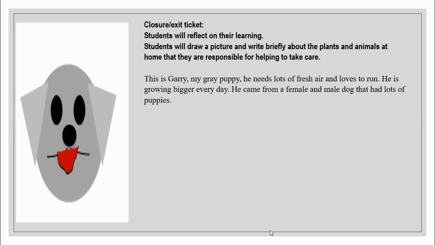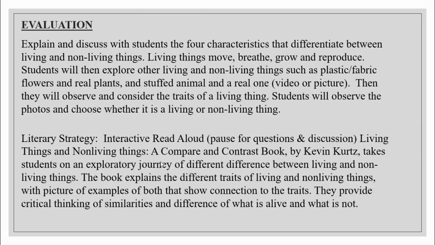So for example, I drew a picture of my little dog Gary here. He's my gray puppy. He needs lots of fresh air. He loves to run. He is growing bigger every day. He came from a female and a male dog, which are his parents, that had lots of puppies. So it wasn't just him. He had a lot of brothers and sisters.